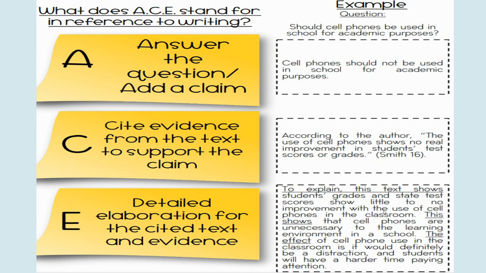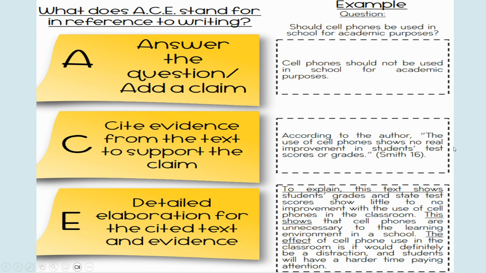So, what does ACE stand for in writing? We talked about this already. A, answer the question as your claim. C, cite evidence from the text to support that claim. And E, elaborate on the cited text evidence. So let's look at this question: should cell phones be used in school for academic purposes? We can answer the question: cell phones should not be used in school for academic purposes.